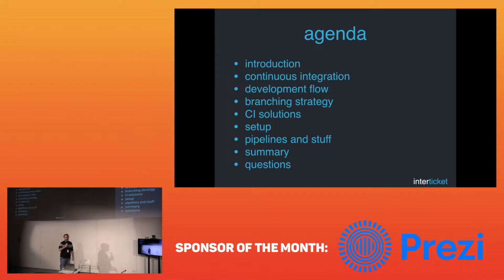So today's agenda for my presentation is this. I will introduce myself and the company I work for. I will tell you about continuous integration, what it is. I will show you the development flow that we are using, branching strategy, CI solutions in general, how to set up GitLab CI, pipelines and stuff. And after that, I will summarize my talk.